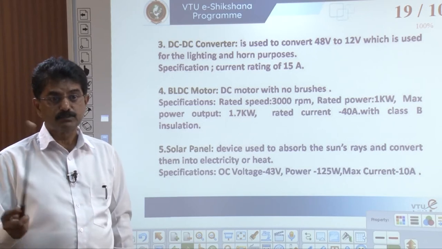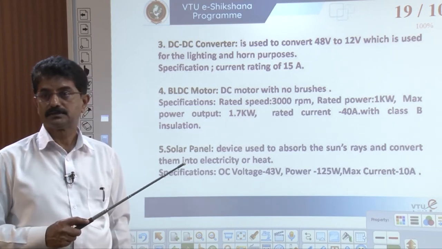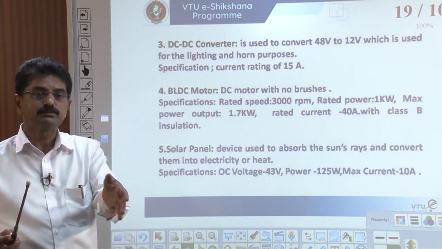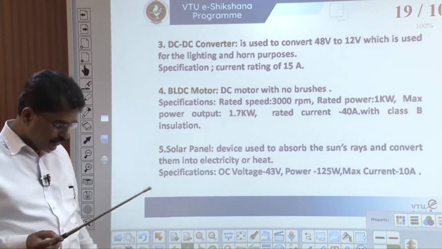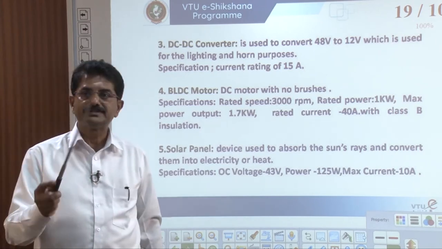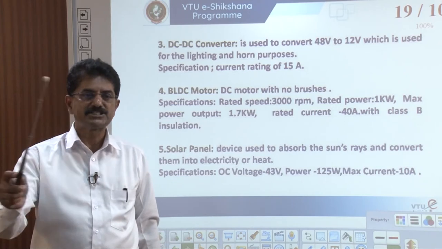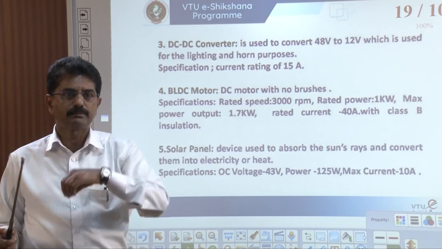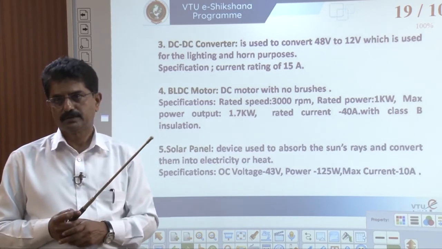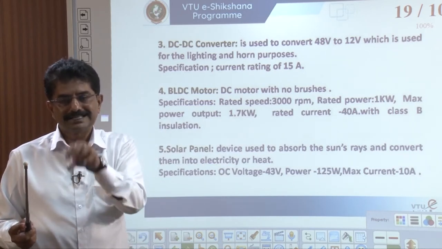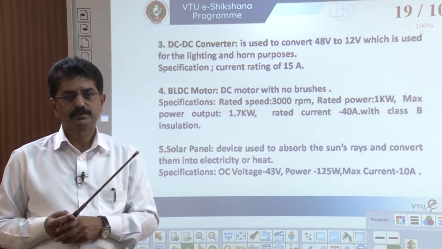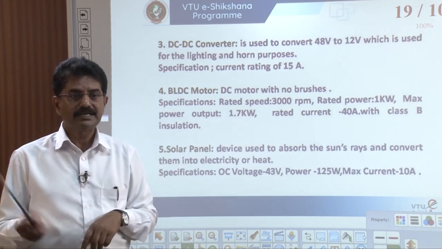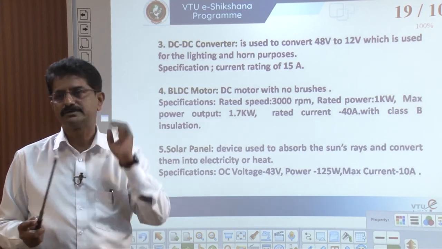Brushless DC motor, with no brushes. What is the difference between a brushless DC motor and an ordinary DC motor? For example, there is a brush motor, a motor which has brushes, such as a DC shunt motor. In the DC shunt motor, we have to give supply to the armature through brushes. When you use the brush, a spark takes place. We cannot completely avoid this spark, but we can reduce it, whereas in a brushless DC motor, there is no question of spark being produced.